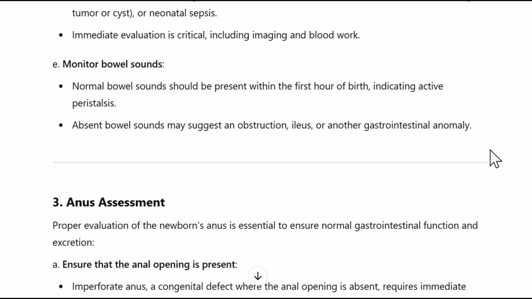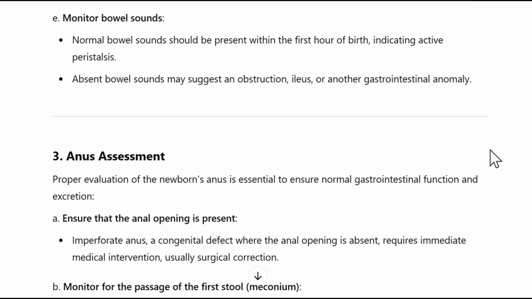E. Monitor bowel sounds. Normal bowel sounds should be present within the first hour of birth, indicating active peristalsis. Absent bowel sounds may suggest an obstruction, ileus, or another gastrointestinal anomaly.